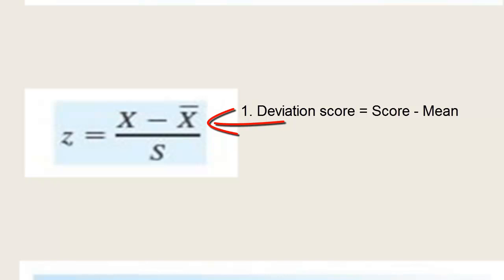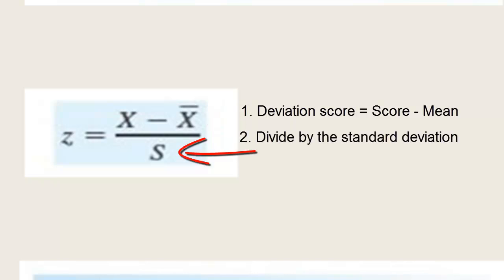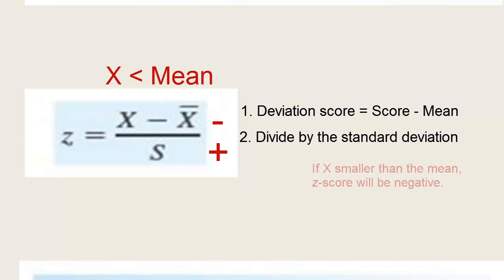Look at the formula for calculating a z-score. You first find the score's deviation by taking the score and subtracting the mean. Then you divide by the standard deviation. If the deviation in the numerator is a negative value, it means the raw score was lower than the mean. Thus, when dividing by the standard deviation, which remember is always positive, the resulting z-score will be negative.